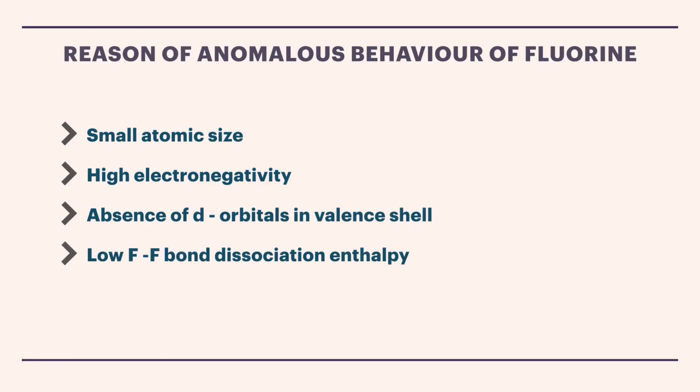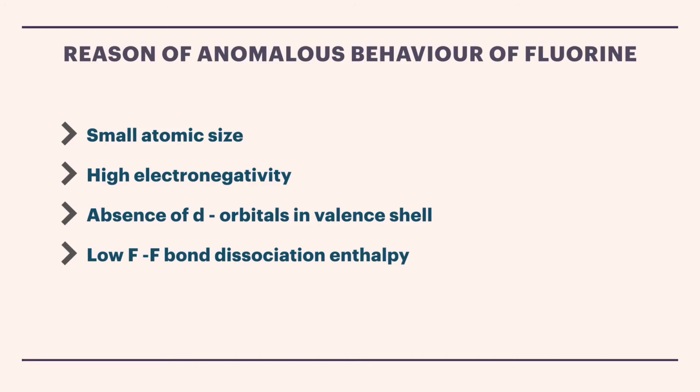Next, we'll understand the reasons for the anomalous behavior of fluorine. Similar to oxygen, fluorine is the first member of the halogen family. So why does it show anomalous behavior? First, the small atomic size. Second, the high electronegativity. Third, the absence of d orbitals in the valence shell. And the last one, low fluorine bond dissociation enthalpy.